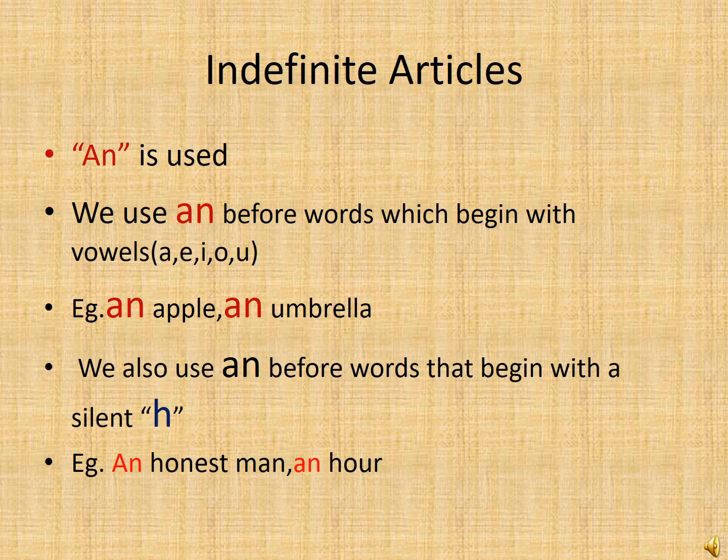If we talk about article An, An is used before words which begin with a vowel sound, A, E, I, O, U, for example, an apple, an umbrella. We also use An before words that begin with a silent H, like an honest man, an hour.